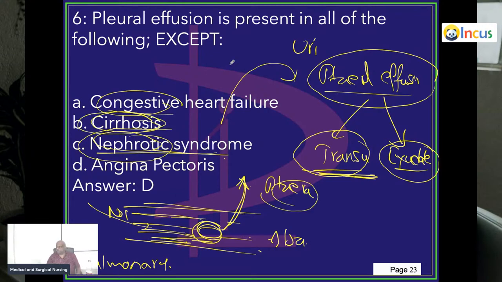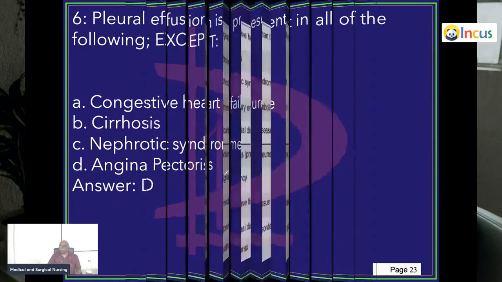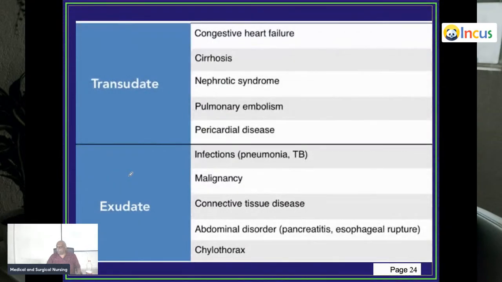Similarly, cirrhosis. Cirrhosis is a problem of the liver. When the liver is affected, the liver cannot produce proteins. So in them, albumin is low whenever cirrhosis of the liver is there. There also the fluid will leave. That is also a cause of pleural effusion. Whenever congestive heart failure is there, what will happen?